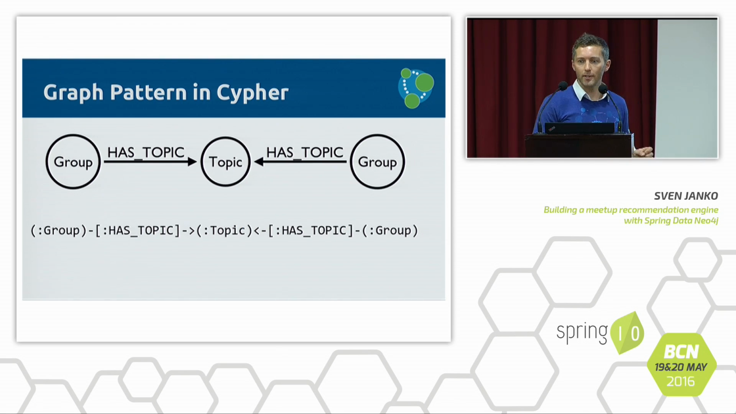So the next step then is to write our query. We've seen how we do that already. It's very simple. We're using the nodes annotation and the label and the relationship annotations to transform that into Cypher.